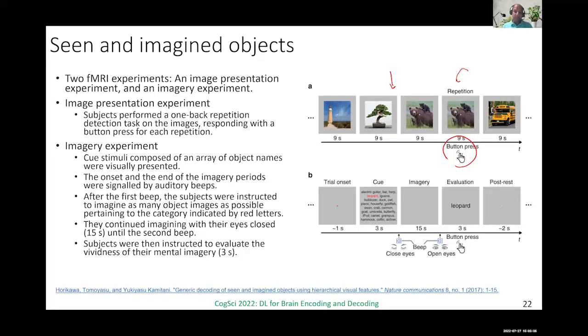In an imagery experiment, the subjects were shown a cue of this kind, cue stimuli, of which one of the words is highlighted here. Since it is an imagery experiment, the subjects were instructed to imagine as many object images as possible related to the cue word that is highlighted. After the experiment, they were also instructed to rate the vividness of their mental imagery.